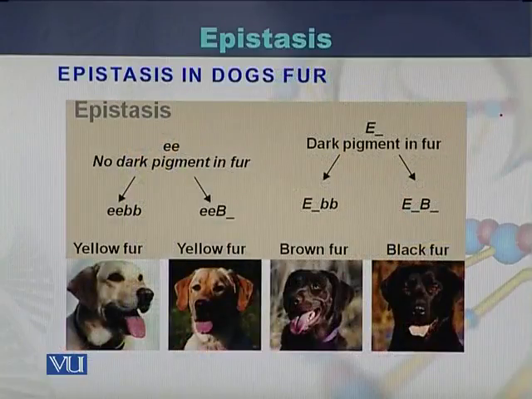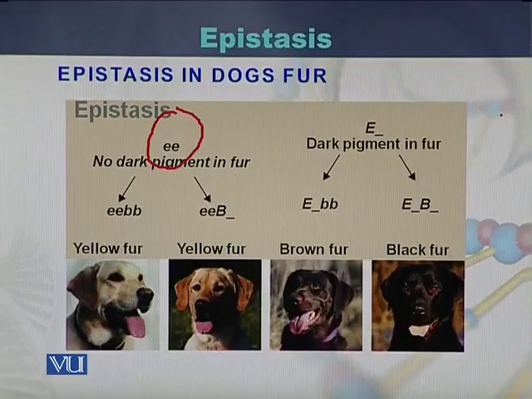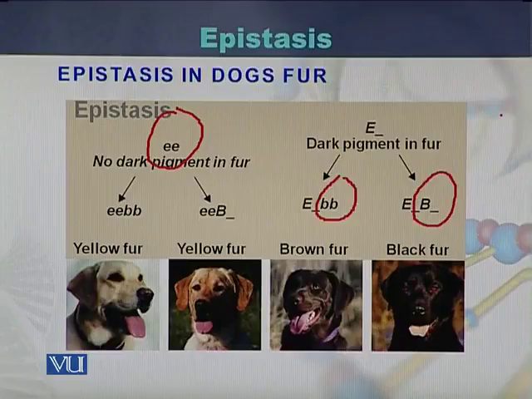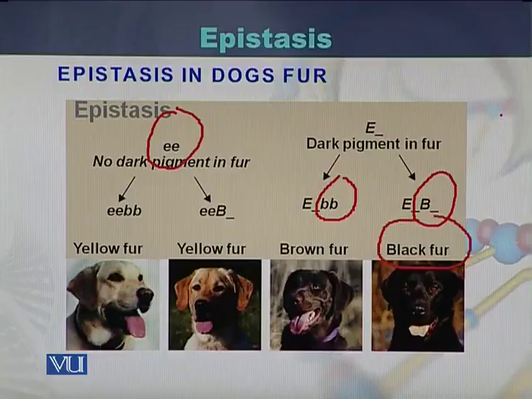Epistasis in dog's fur. There are two genes. One gene is in the recessive form, that is e, and the other gene can be dominant or recessive. If only the first gene is expressed, and it is dominant, the fur of the dogs will be black, and if it is recessive, then the fur of the dogs will be brown.